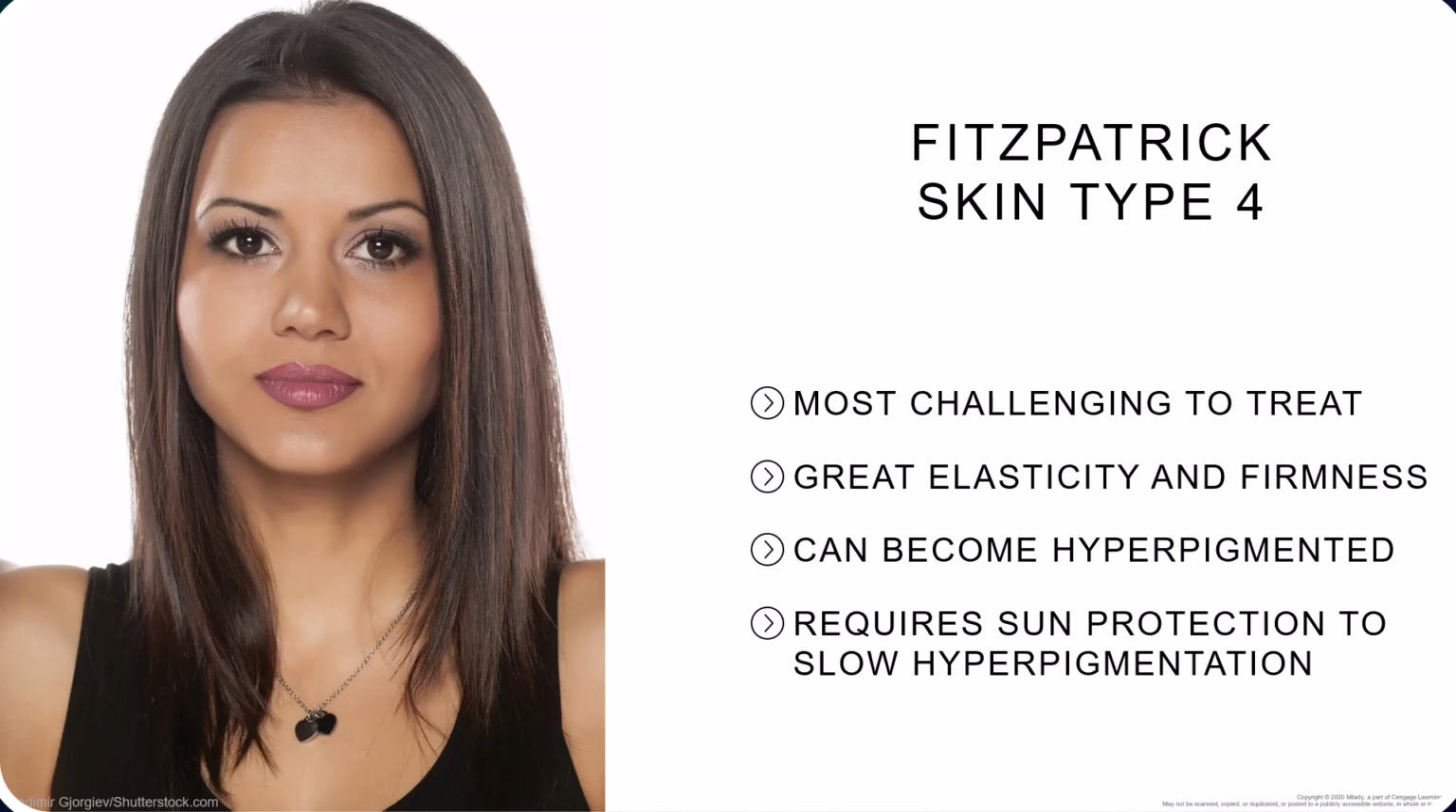With Fitzpatrick type 4, it can become more hyperpigmented from treatments or aggressive exfoliating agents, so it's recommended to use more gentle exfoliating products, and you may need to add more melanin suppressants or other skin lighteners to the skincare routine to prevent or treat hyperpigmented areas. Also, sun protection will help slow down hyperpigmentation, and someone with type 4 should avoid sun exposure and use sun protection daily. So that's the case for anyone that is prone to hyperpigmentation.